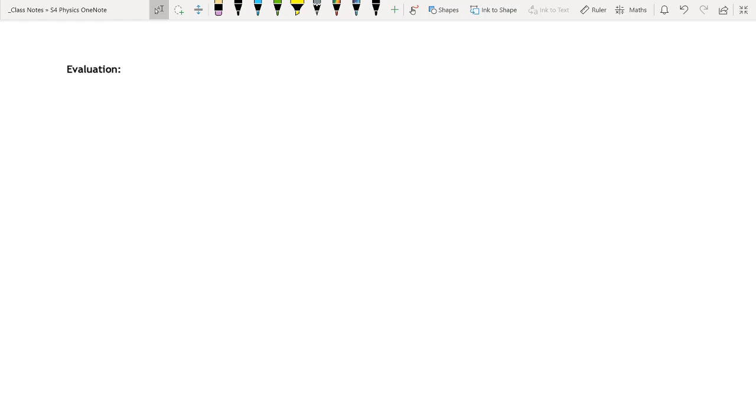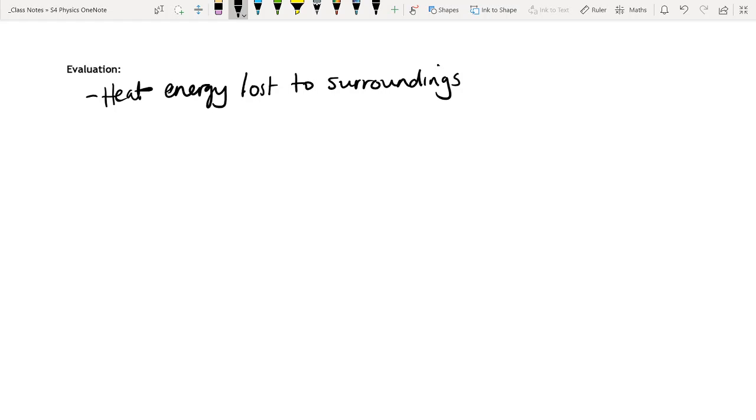Ava, what could have gone wrong in this? What could we do to improve, or what could have caused any errors? Talk about the experiment itself. Yeah, heat energy could have been lost to the surroundings. Yes, so as Ava said, what's the special word that we would use to stop that happening? Insulation. Yes.